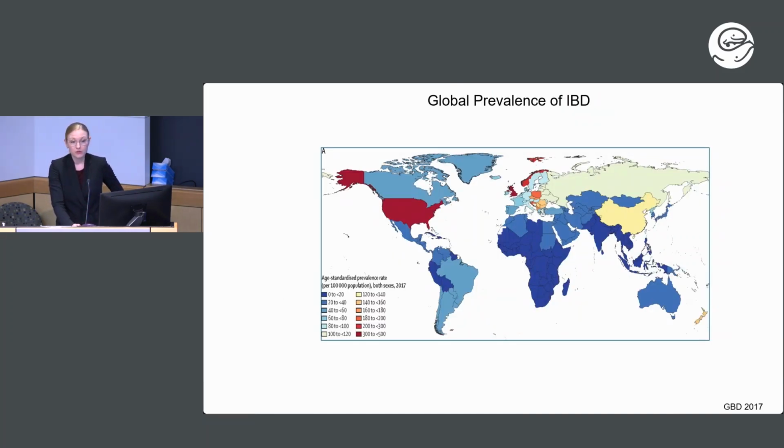Let's shift our focus to the global prevalence of IBD. This is showing the prevalence of adult and pediatric IBD, a couple years old. You can see that IBD in general is more prevalent in the so-called developed parts of the world that are highlighted in red and orange.